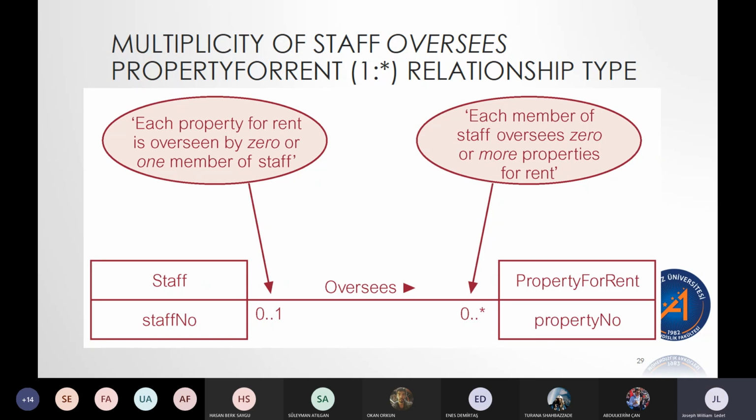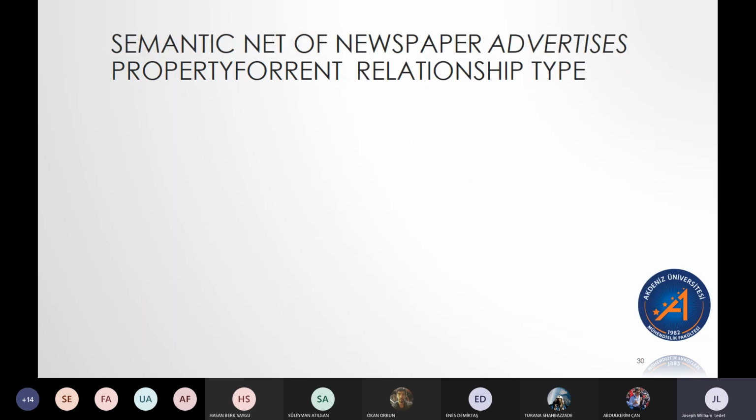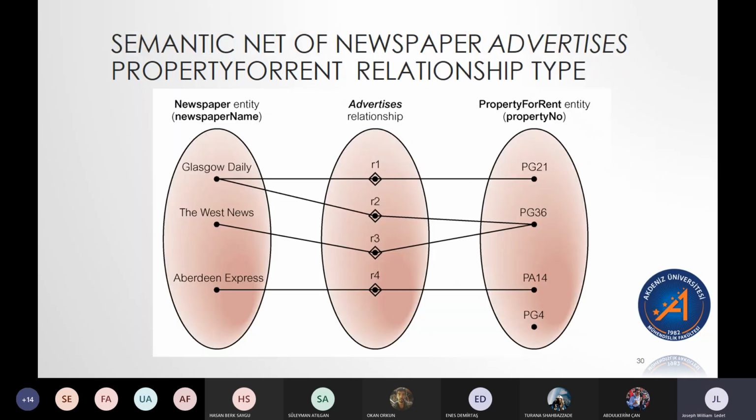Okay. One more final overview of these relationships we'll talk about is the many-to-many relationship. We will finish up this many-to-many initial discussion, and we'll end there for today, because I think I've given a lot of information for you guys today, a lot of overload. So we'll break off after this. But this many-to-many relationship exists between the newspaper advertises property for rent.